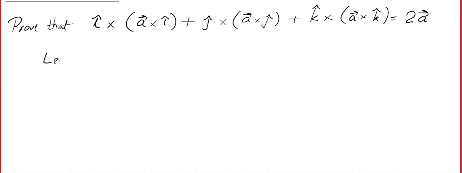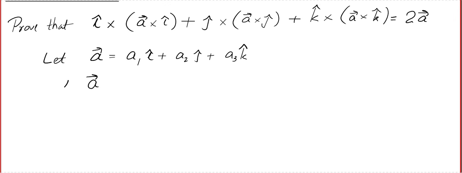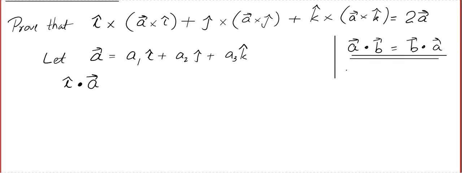What we do is, we start with a vector A. Let it be A1I plus A2J plus A3K. Now I'm going to find I dot A. By the way, don't forget, dot product is commutative. That means A dot B and B dot A gives us the same answer. But it is not true for cross product. A cross B will be negative of B cross A.